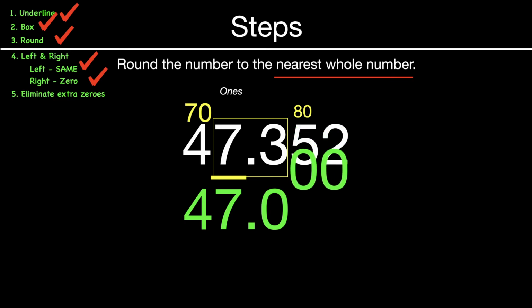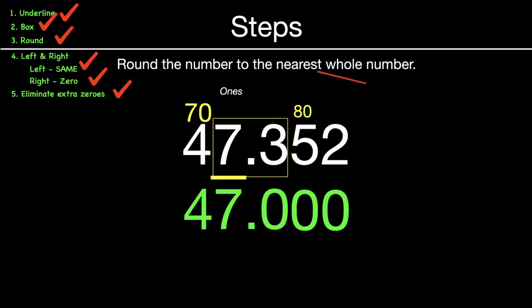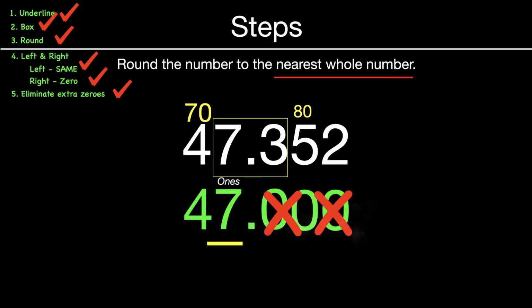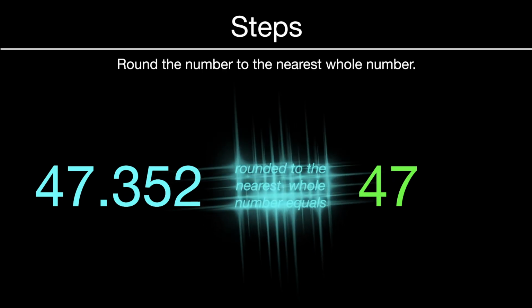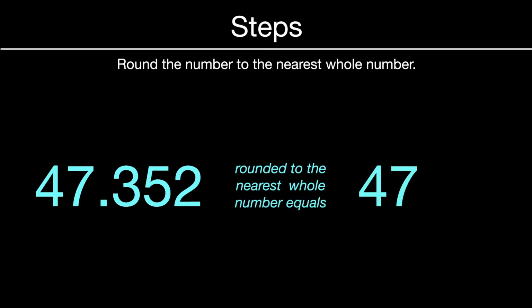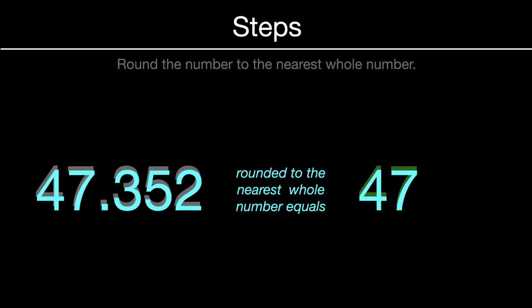Pop into zeros. But remember, eliminate the extra zeros. Our underlined digit there was the 1s, right? And so we were just going to that. Everything else we can get rid of, including the decimal point, okay? So we'll get rid of those. And our answer is simply just going to be 47. We don't need the decimal point, so it's just going to be 47. And our answer is 47 and 352 thousandths rounded to the nearest whole number equals 47.